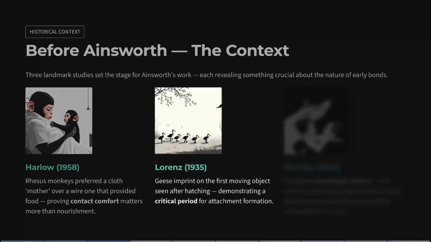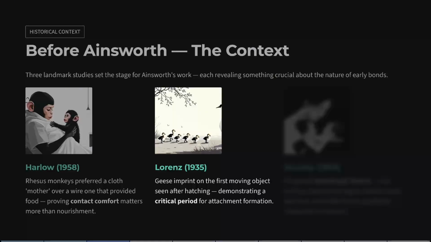The second landmark study is by Lorenz, 1935. Konrad Lorenz demonstrated imprinting in geese. Geese hatch with a biological readiness to form an attachment to the first moving object they encounter, normally their mother. Lorenz showed this by ensuring he was the first moving object goslings saw after hatching. They followed him everywhere, even flying alongside his rowing boat.